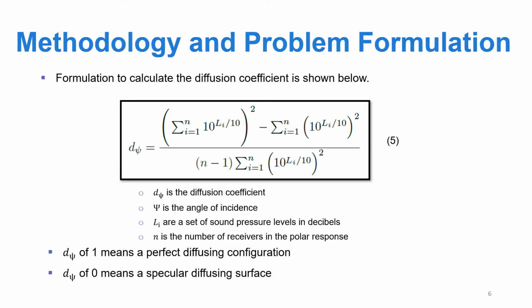The formulation to calculate the diffusion coefficient is shown below. A cylindrical configuration with a diffusion coefficient of 1 would be a perfectly diffusing configuration. A cylindrical configuration with a diffusion coefficient of 0 would be a specularly reflecting surface. Psi is the angle of incidence, L_i are a set of sound pressure levels in decibels, and N is the number of receivers in the polar responses. The goal is to increase the scattering and thereby the diffusion coefficient by rearranging the scatterers.